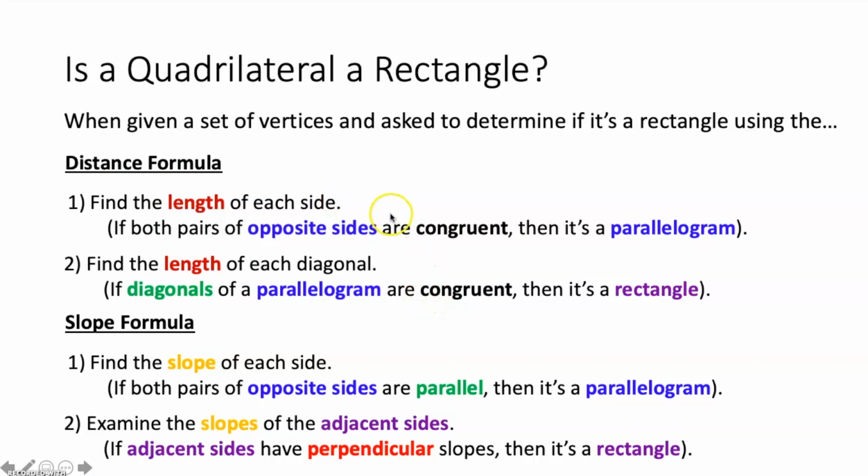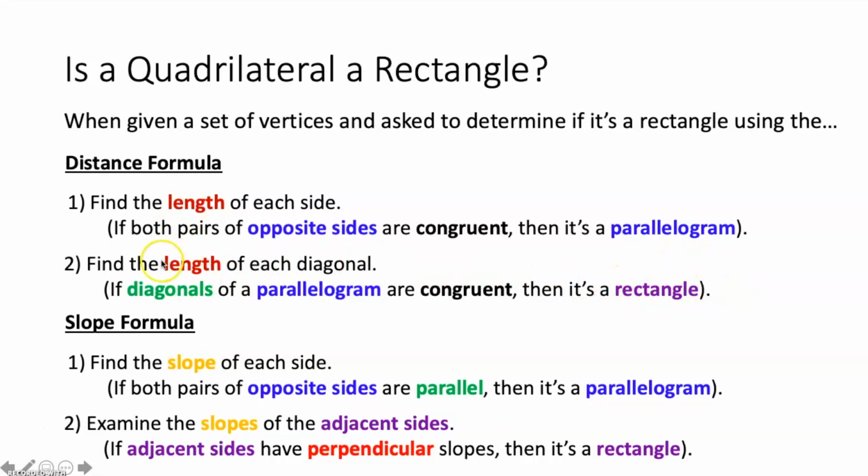If both pairs of opposite sides are not congruent, then you can just automatically say it's not a rectangle and move on to the next question. But if you know it's a parallelogram, you move on to step 2, and you find the length of each diagonal. If the diagonals of a parallelogram are congruent, then it must be a rectangle. So if you figured out it's a parallelogram, and then you figured out that that parallelogram has congruent diagonals, then you know it must be a rectangle.